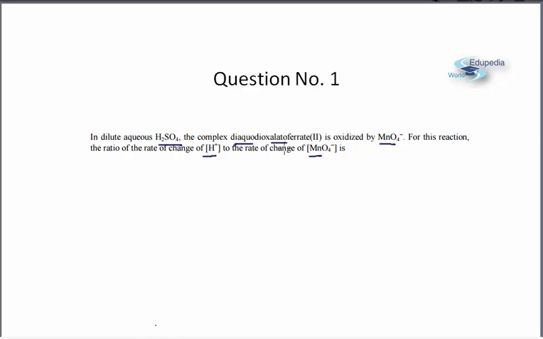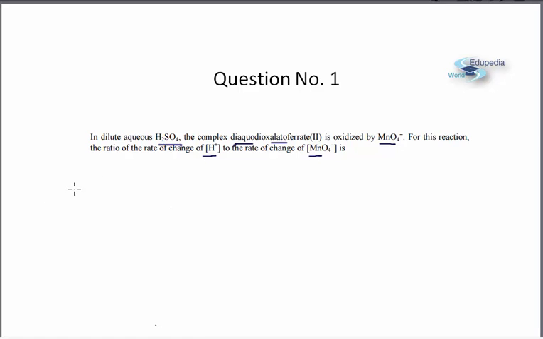First of all, from kinetics we have to calculate the ratio of rate of change of H plus to the rate of change of MnO4 minus. So basically we need a balanced chemical equation for that. The ratio of rates will be the same as the ratio of stoichiometric coefficients. Secondly, you must also know the products of an inorganic reaction in the case of oxidation and reduction. And thirdly, you must also be able to write the formula of the complex from the name. That is, you must have an idea about coordination compounds. Okay, so let us take it one by one.